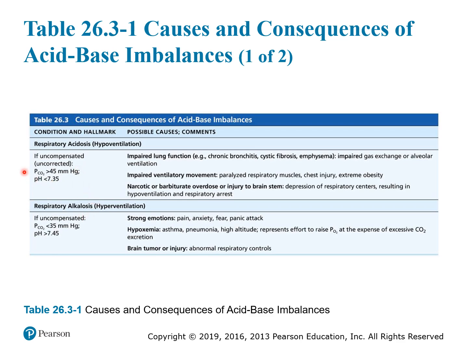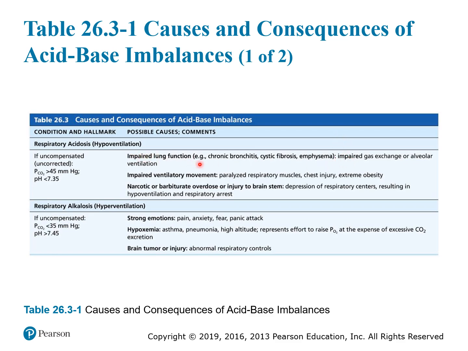So the partial pressure of carbon dioxide will be greater than 45 millimeters of Hg, and the pH will be less than 7.35. And what can cause this? Impaired lung function. So impaired lung function, for example, chronic bronchitis. This is a COPD, obstructive lung disease, or it can be due to cystic fibrosis. It is restrictive lung disease, where there's a problem in the membrane across which the gas exchange occurs. Then there can be emphysema, or all of these conditions.